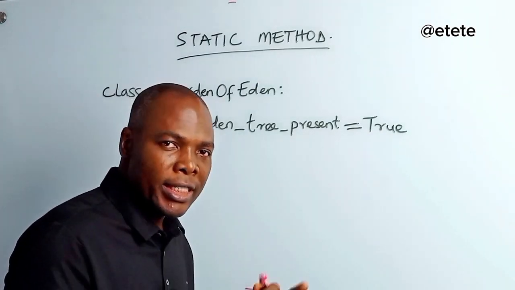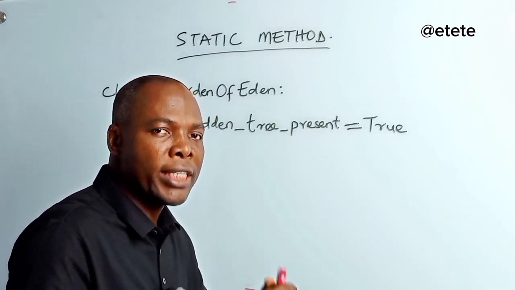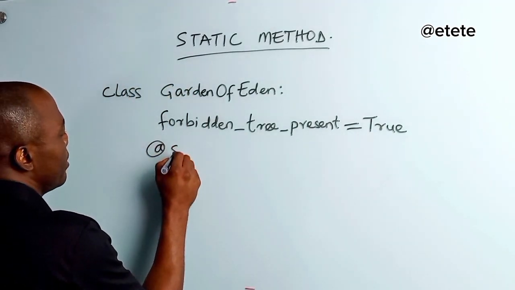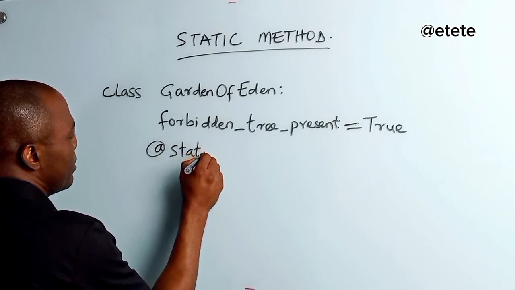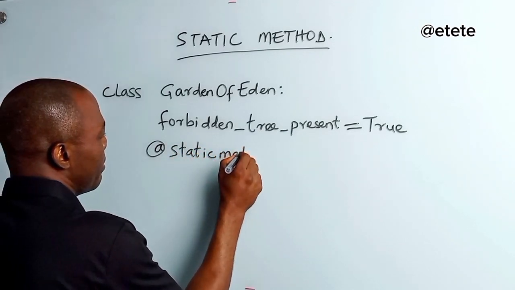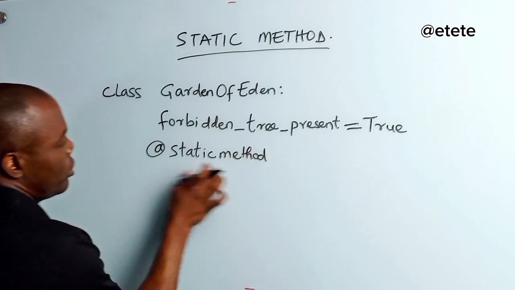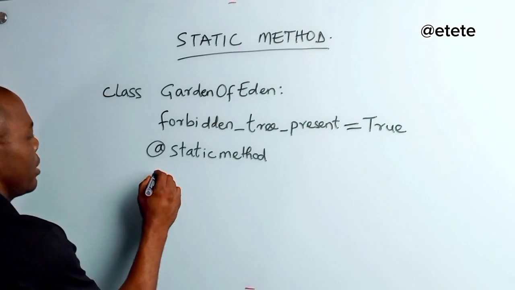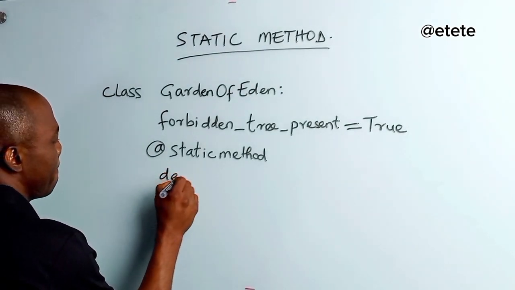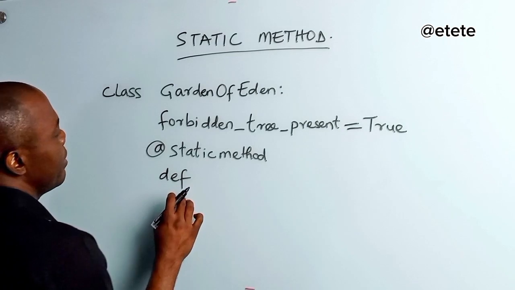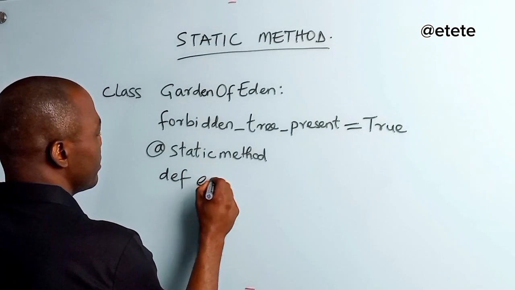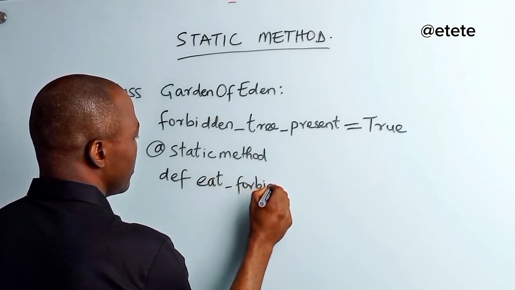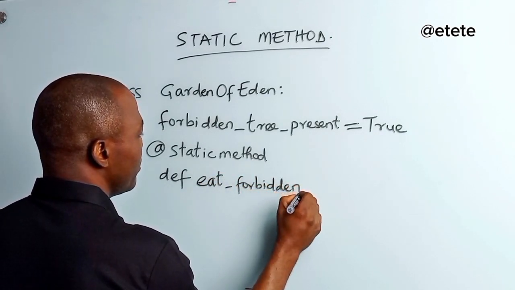Now I'm going to create the static method. I will use the static method decorator. So I will come here and I will say static method. This is a static method decorator that I'm going to use. Then I'm going to create my static method. So I will say def, then I will say eat_forbidden_fruit.